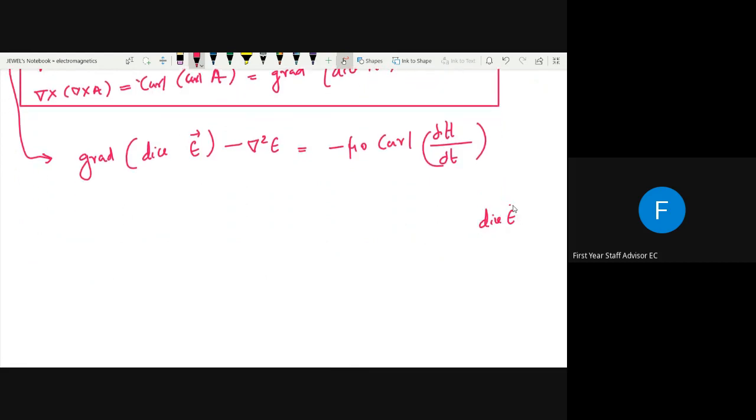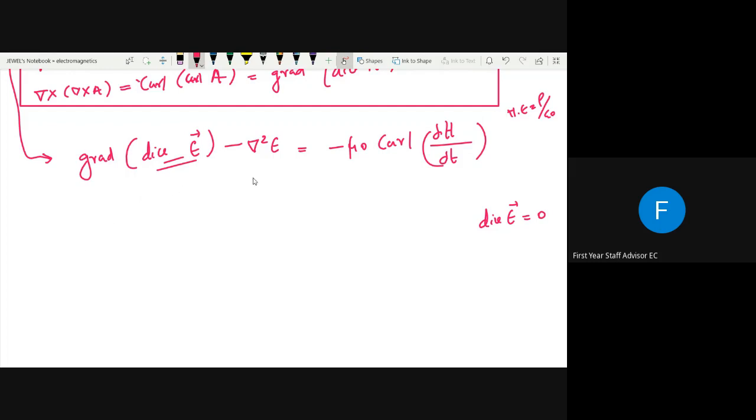What is divergence of E? Del dot E equal to 0. In vacuum or free space, we already know del dot E is equal to rho by epsilon 0. But in vacuum or free space, there is no charge present, so charge density is 0. So Maxwell's first equation becomes del dot E equal to 0, or divergence of E equal to 0. So this term becomes 0.